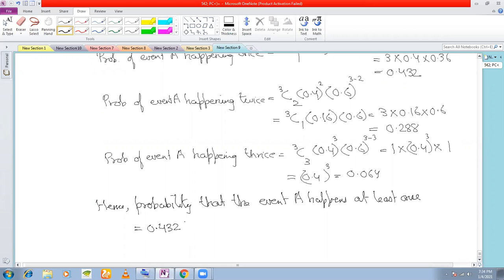All these events I told you are mutually exclusive. That means you have to add up the probabilities, right? 0.432 plus next probability is 0.288. Next probability is 0.064. So therefore, now if you add up, how much do you get? 0.784. Clear? So that is how you calculate.